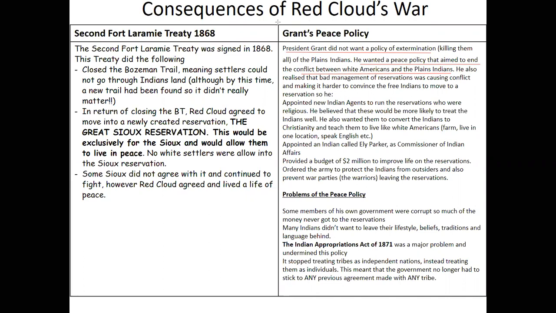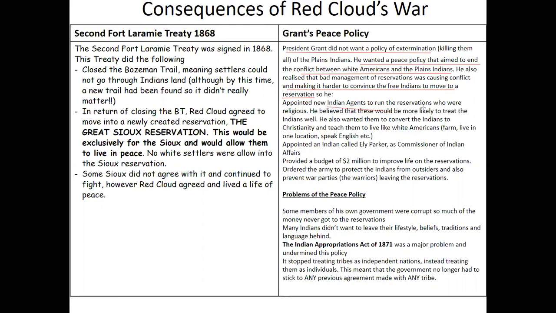He realised that actually a lot of this conflict was down to two things: breaking the Fort Laramie Treaty of 1851, and also the fact that the reservation system was so poor. So he realised that bad management of reservations was causing conflict and making it harder to convince the free Indians to move onto a reservation. So he did a few things. We've done this in a previous lesson.